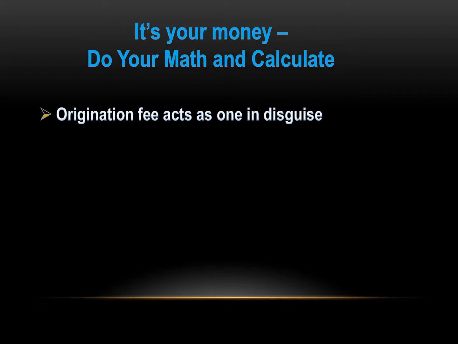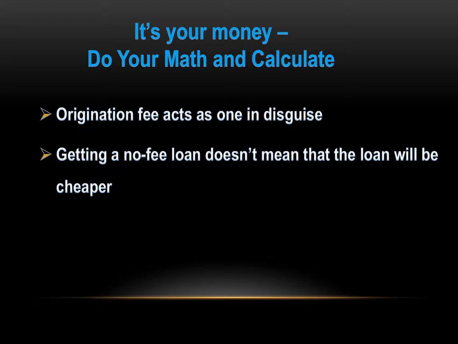Some lenders may advertise that they don't have prepayment penalties. What they don't tell you is that the origination fee acts as one in disguise. If you desire to get a personal loan with no fee, you'll have to find a lender that doesn't charge one, such as SoFi or Citizens Bank.